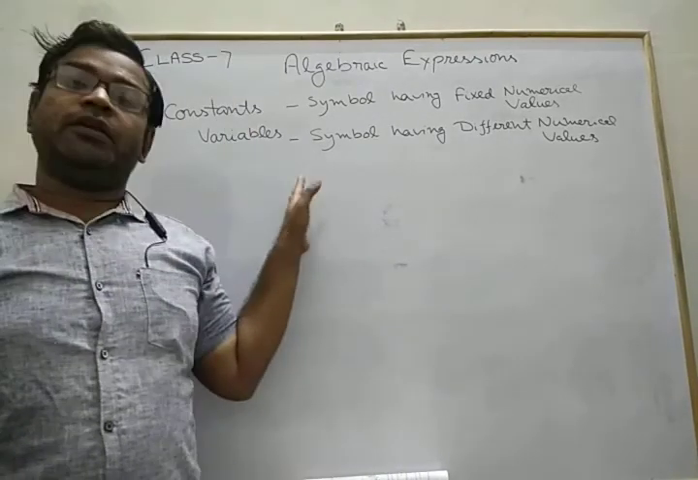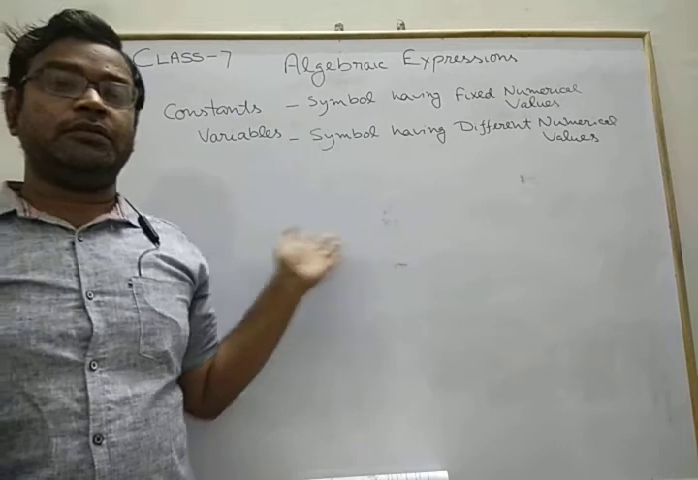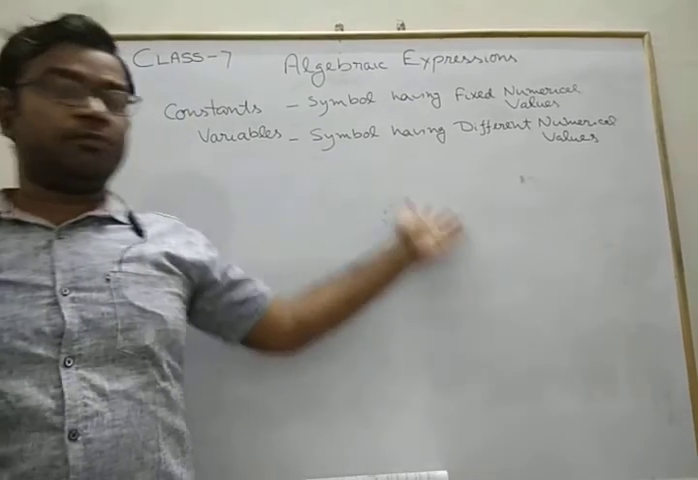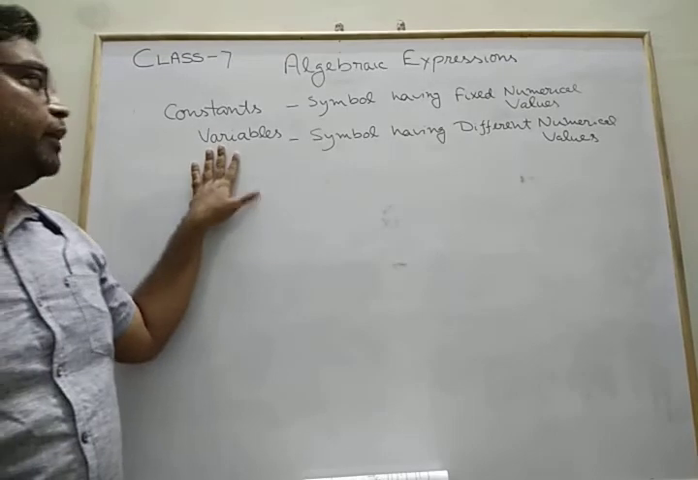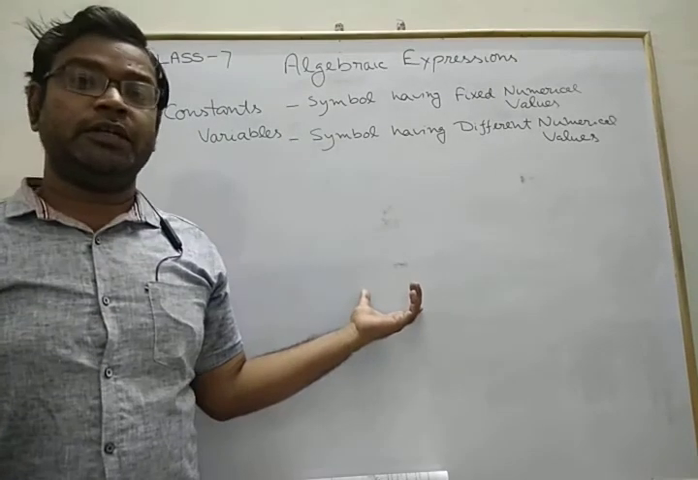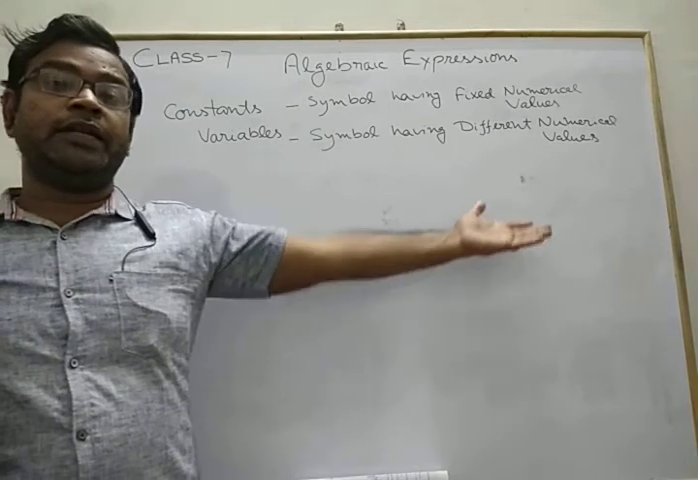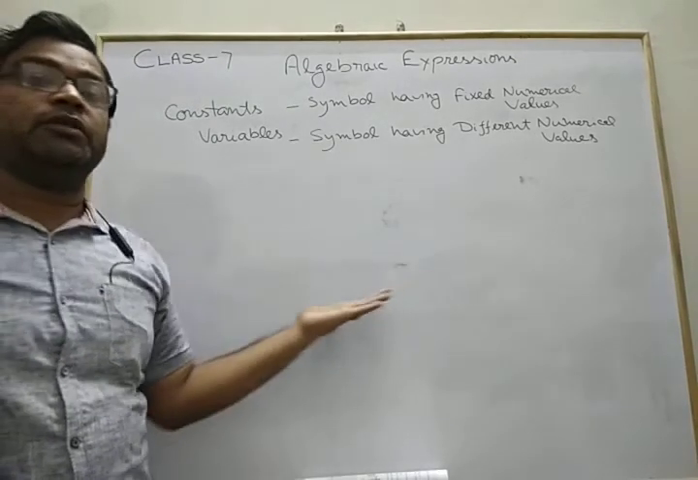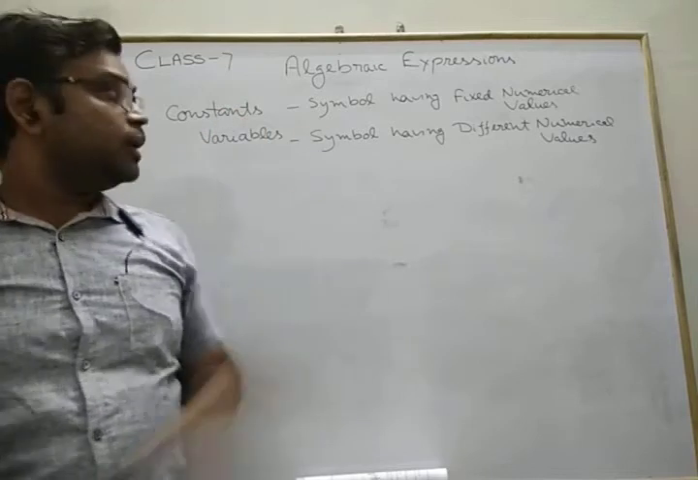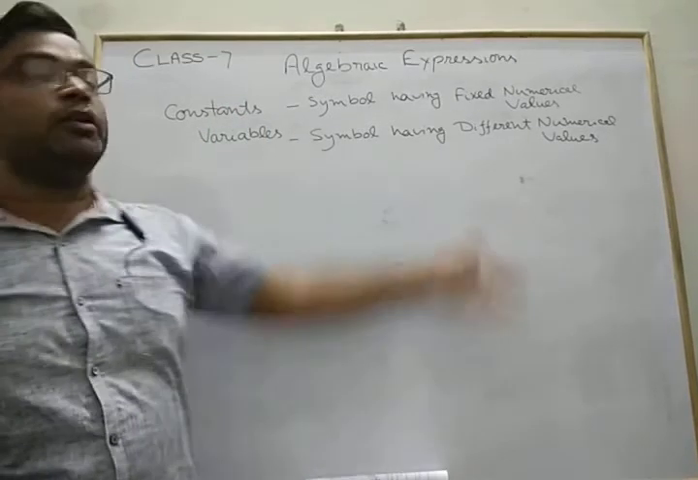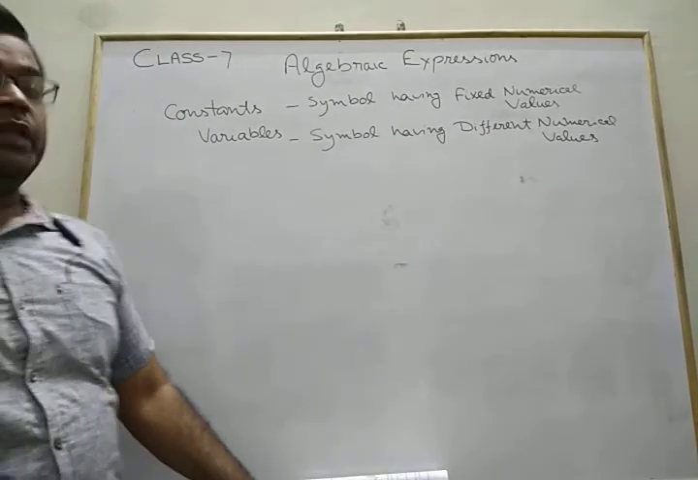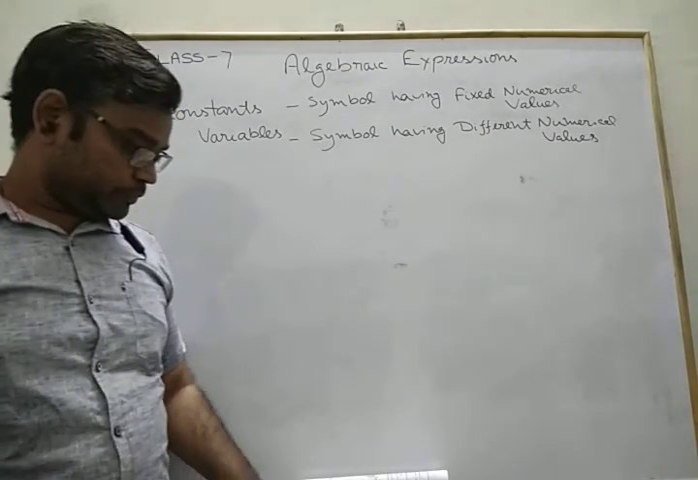Some of you receive constant marks, either 0 or 100, full marks. But many of you have variable marks. Sometimes you receive 30 out of 100, sometimes 99 out of 100, again sometimes 50 out of 100. So this is an example of a variable, meaning the symbol having different numerical values. Symbols with varying numerical values are known as variables in algebra.